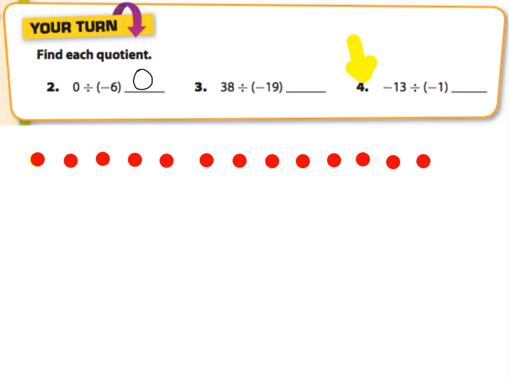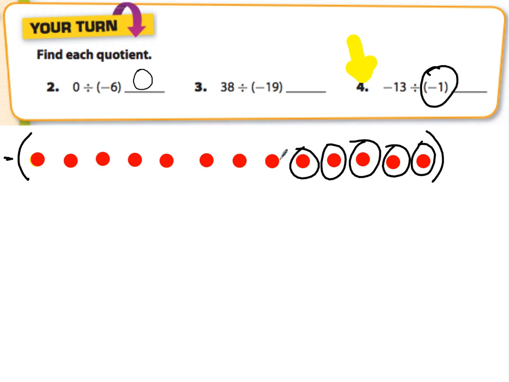Okay, but now since I'm putting it into groups of -1, I want the opposite of all of this. So remember we talked about this? So all of these are negative, but since I'm putting into groups of -1, I want the opposite of what they are, so each one of these is negative, I want them all to be positive. So I made 13 groups of 1 that were negative. I want them to be positive, so I'm getting a positive answer.